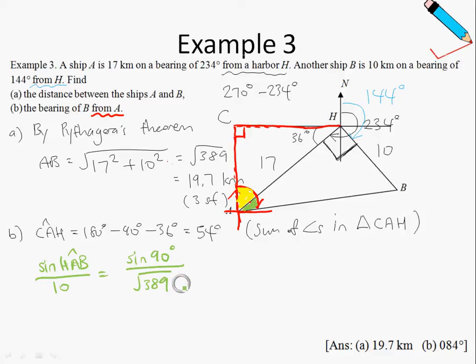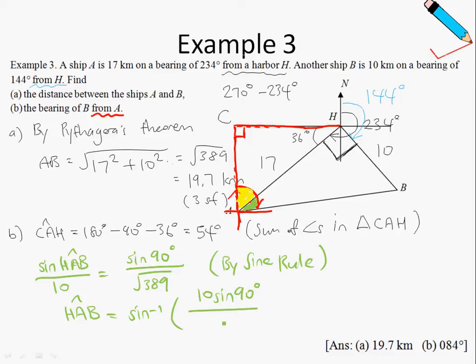Take note that over here you should be using the square root of 389, or values with slightly more decimal places, in order for your answer to be accurate. Take note that I'm using the sine rule. Working this out, you can find angle HAB. Angle HAB is just the sine inverse of 10 times sine 90 degrees over square root of 389. For some of you who know, sine 90 degrees is actually just 1. So this is angle HAB.